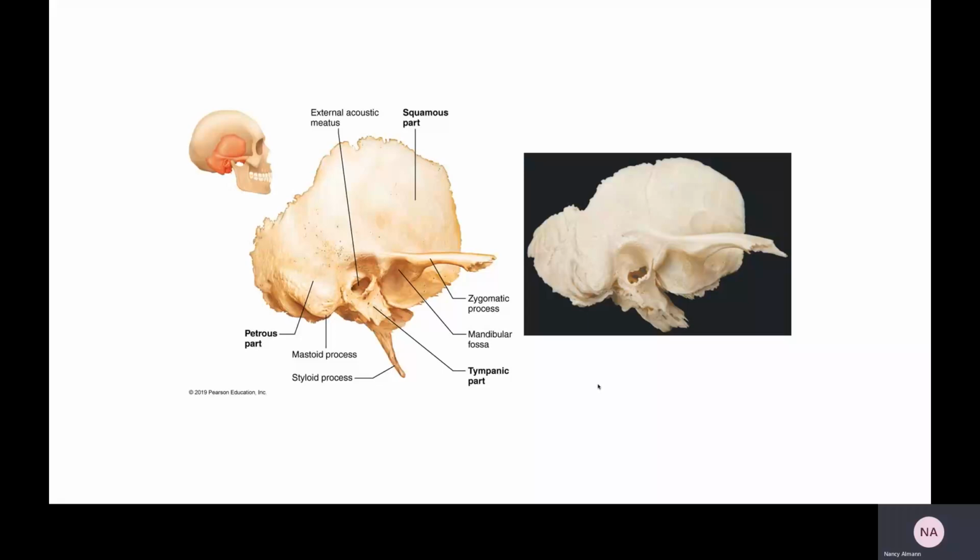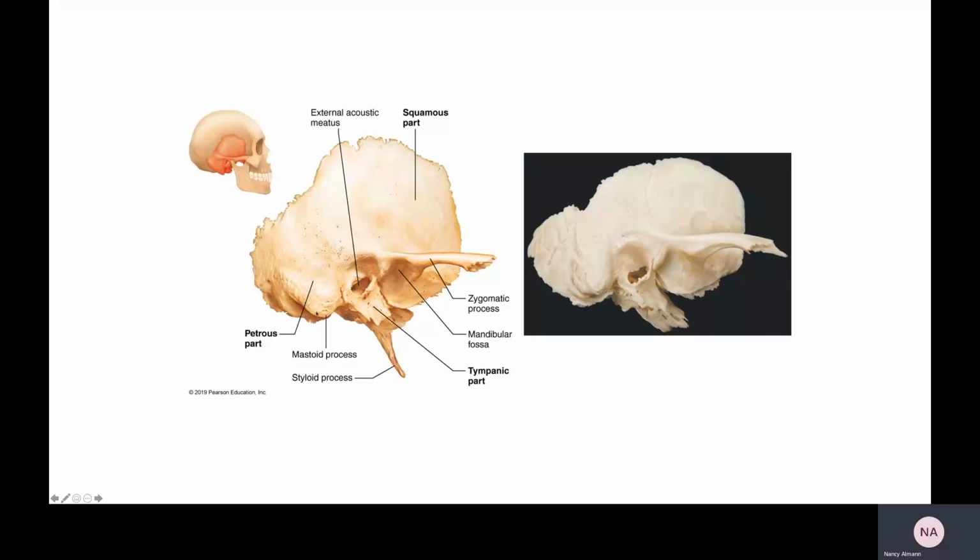So this shows you the temporal bone right here. This will be the zygomatic process of the temporal bone. There will be a temporal process of the zygomatic bone, but really all you need to know is that arch is known as the zygomatic arch.